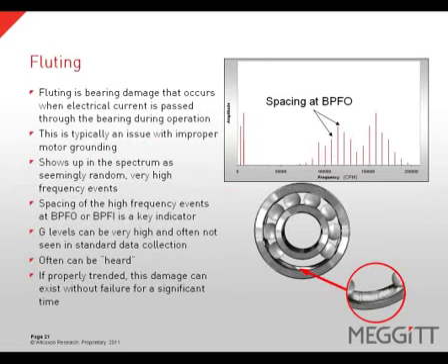Fluting is a condition that occurs when an electrical current is passed through a bearing during operation. Fluting is typically caused by improper motor grounding and will show up in the vibration spectrum as seemingly random, very high-frequency events. The spacing of these high-frequency events is a key indicator and will be spaced at ball-pass frequency outer race or ball-pass frequency inner race or both. The acceleration G levels can be very high and can be easily missed with routine data collection. Fluting can often be heard. In some cases, if properly trended, this damage can exist without failure for a significant amount of time.